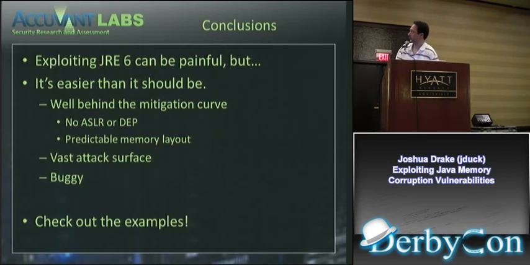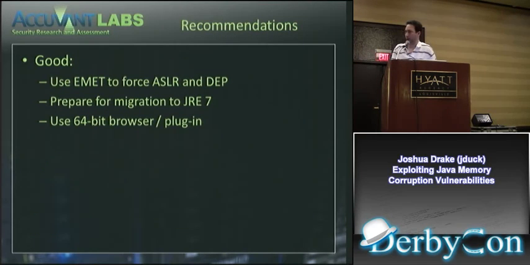All right. So in conclusion, JRE6 can be a pain in the ass. You can see all the wonderful ways they've tried to make our lives more interesting and to make us not have an easy time. But it's easier than it should be. It's way easier than it should be. In fact, with that DLL from Java, since it's loaded in the browser, you can use it to exploit any vuln in the browser because it still doesn't support DEP and ASLR for that module, and it's there. So it's got a big attack surface. It's really buggy. So check out the examples when I put them out. I'll make some more demos before I release them, or maybe release them staggered or something.